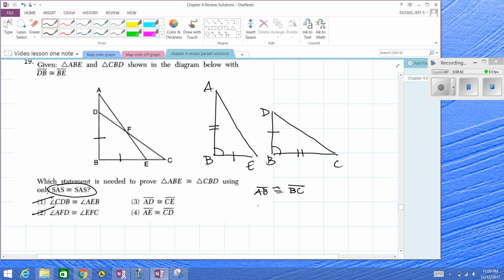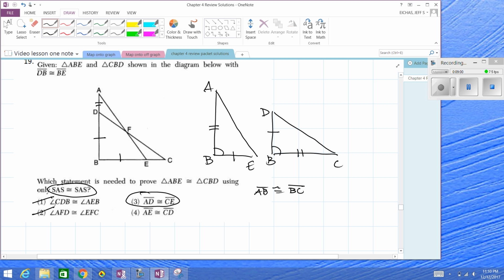Is there an angle I'm missing? Okay. I don't see what I need here. Let's see. AD. Oh, okay. I am getting it now. All right. I figured it out. This part right here, sorry about that.